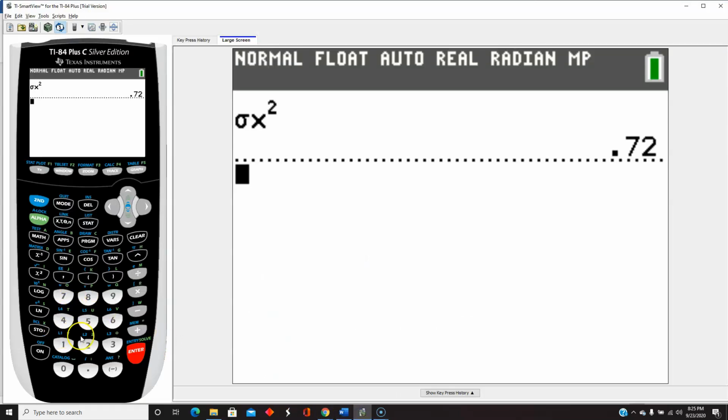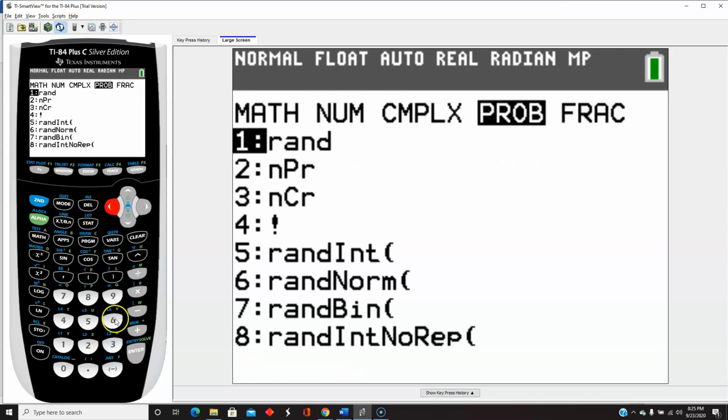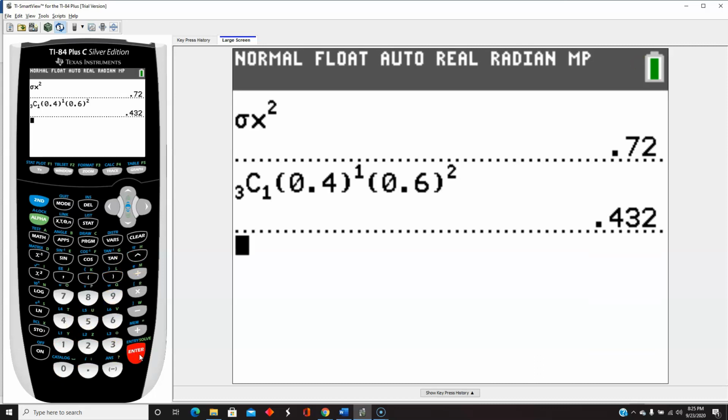Let's just do one of these probabilities. 3 choose 1 times the probability of success to the 1 times the probability of failure to the 2. And there's 0.432 from our probability distribution table.